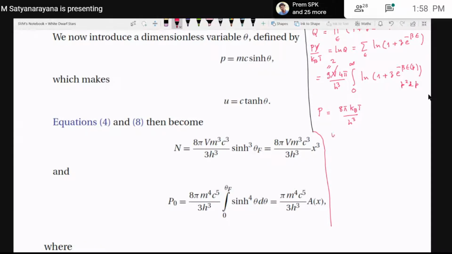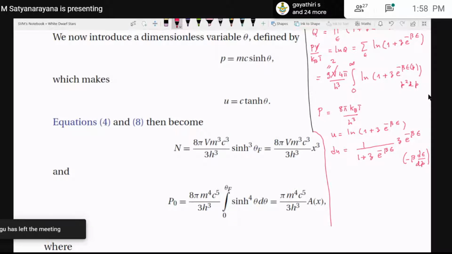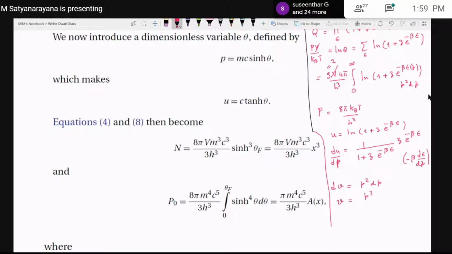So consider u equal to logarithm of 1 plus z e to the minus beta epsilon. Then du by dp is 1 by 1 plus z e to the minus beta epsilon, into z e to the minus beta epsilon, into minus beta, into d epsilon by dp. Now my dv is p square dp, so v will be equal to p cube by 3.